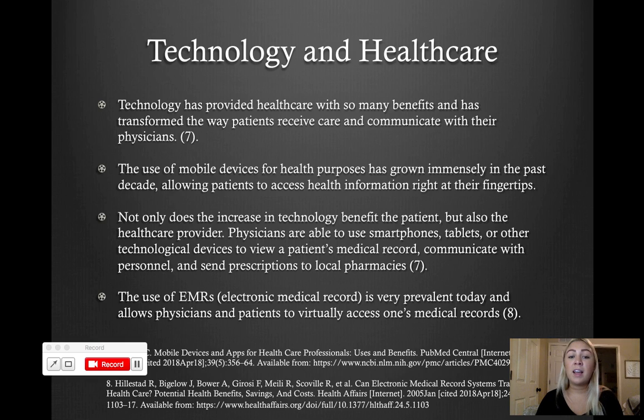So that kind of leads to my next point. It doesn't only benefit the patient, it actually can benefit the healthcare provider as well. They're able to use their smartphones and tablets when they're at work to view a patient's medical record, to communicate with their staff, and also to send prescriptions to the local pharmacy. So when they are finished with the patient, they're able to just send the prescription off rather than using paper like we used to a while ago.